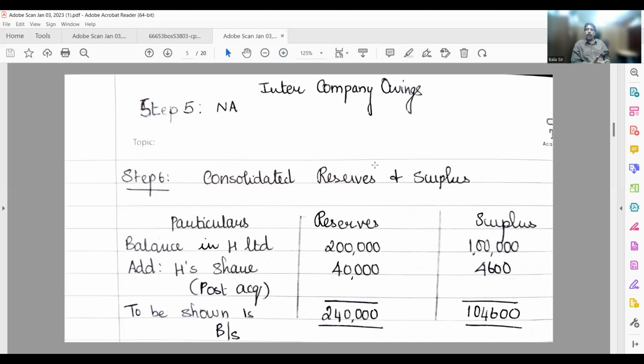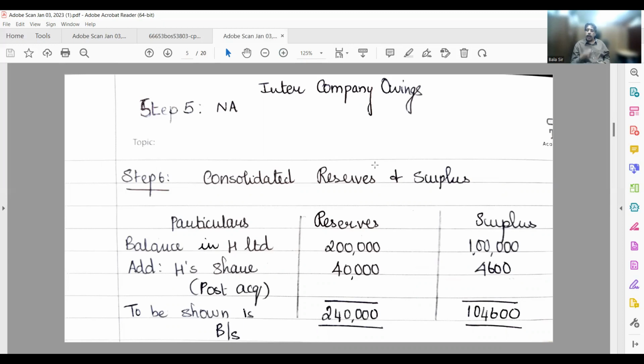Take the holding company's reserves and surplus balance from the balance sheet. Yes, sir. So what is the first line? Balance in H Limited, in the holding company's balance sheet, how much? 2 lakh and 1 lakh. For that, you can refer to note number 2 in your question. Yes. 2 lakh rupees and 1 lakh rupees.